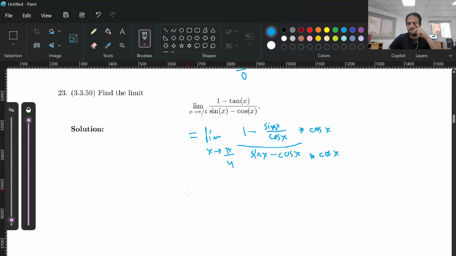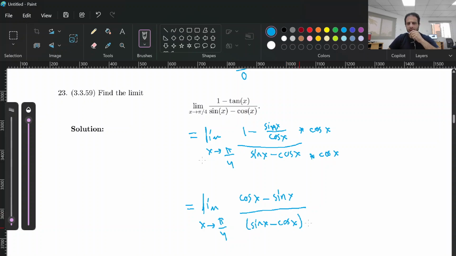Now we get the following. We have the limit as x goes to pi over 4 of cosine x minus sine x over sine x minus cosine x times cosine x.